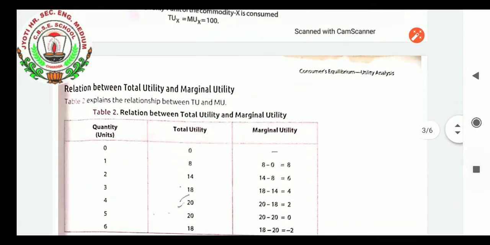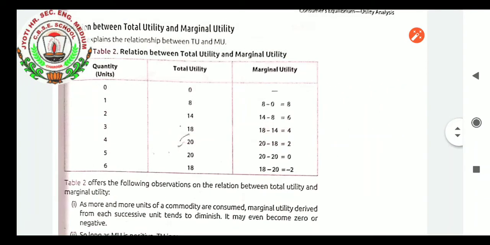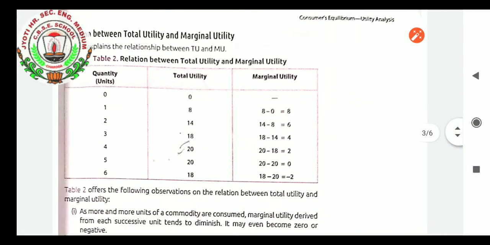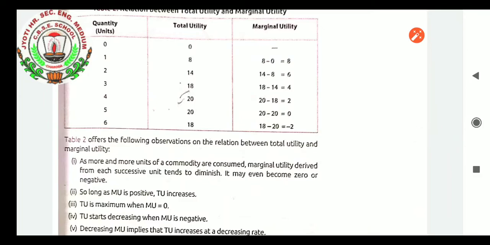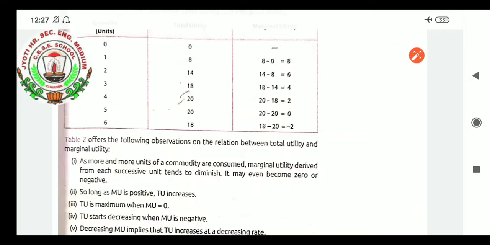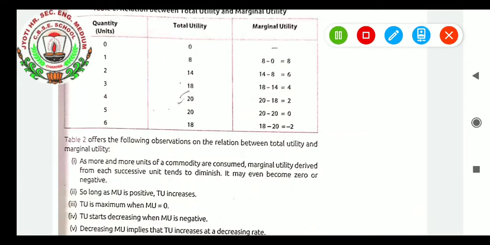Let us see further, students, the relation between total utility and marginal utility. This will help us to know the relation between the total utility and marginal utility. Already I explained this calculation to you in the last video, but now I will be telling you the relationship between MU and TU more clearly. You can see the units are increasing by 1 unit: 0 to 1, 1 to 2, 2 to 3 and so on. Total utility at 0 units was 0 only, nothing to explain there.